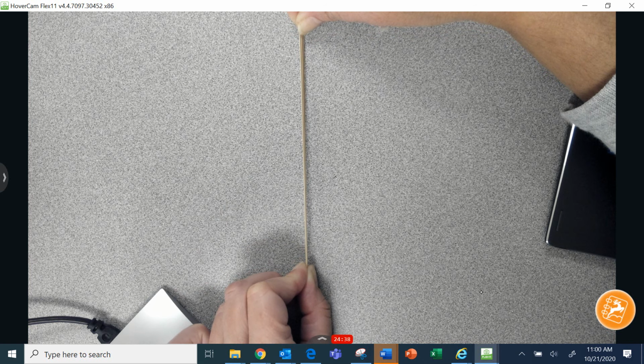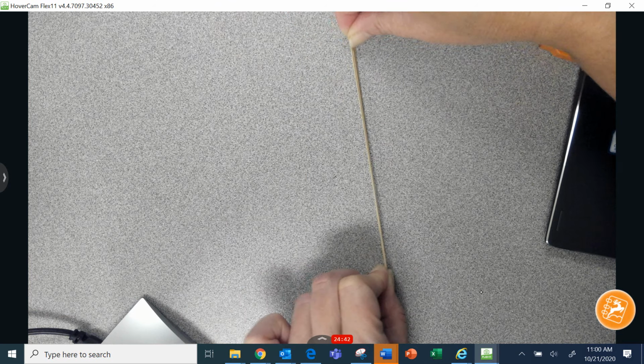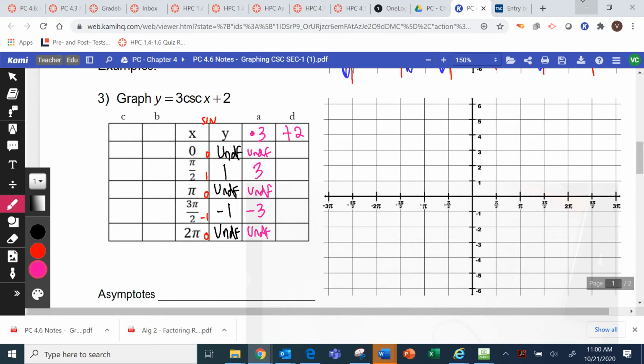What can change it, Ryan? Yeah, if I do this, that's going to change it. But we don't have one for this. So I still have undefined. And 5, undefined. -1, undefined. So every place that I have an undefined, which is x = 0, x = pi, and x equals 2 pi, those are going to be my asymptotes.